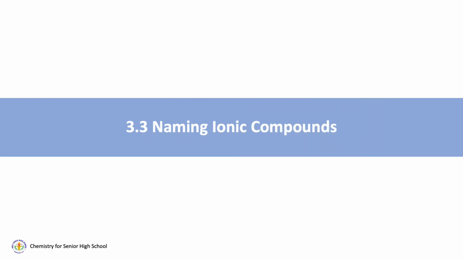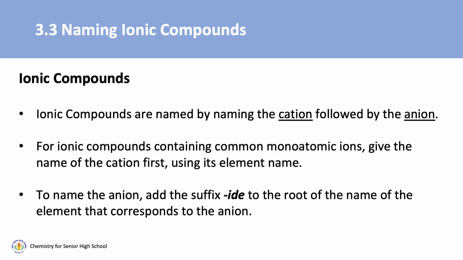So now we will be moving on to how to name ionic compounds. Ionic compounds are named by naming the cation followed by the anion. For ionic compounds containing common monoatomic ions, you must give the name of the cation first, using its element name. To name the anion, add the suffix "ide" to the root of the name of the element that corresponds to the anion.